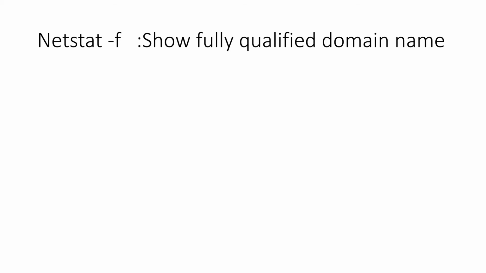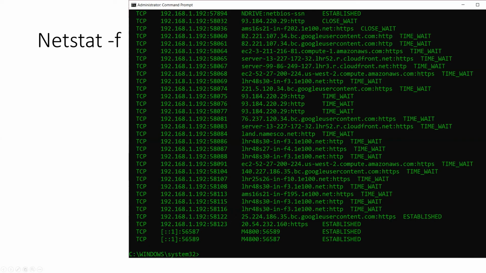And then F is fully qualified domain name. So instead of just the name of the domain already, give me the fully qualified name of the domain. So here we have that there is actually US West 2 compute unit at Amazon AWS. That's a CloudFront at Google. There's a Google user content page. That'll be my G drive probably. And so I can find out exactly what machines I'm connected to.